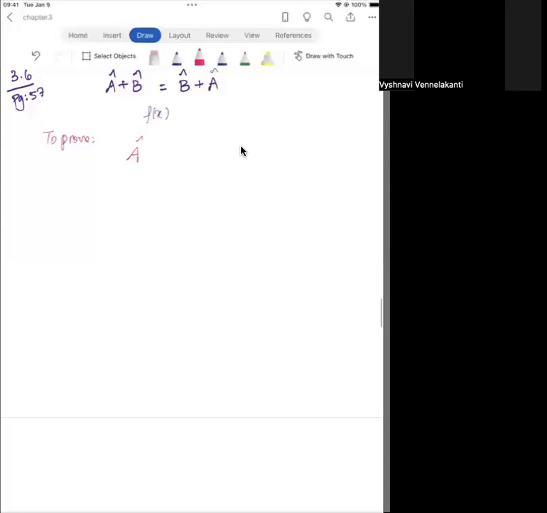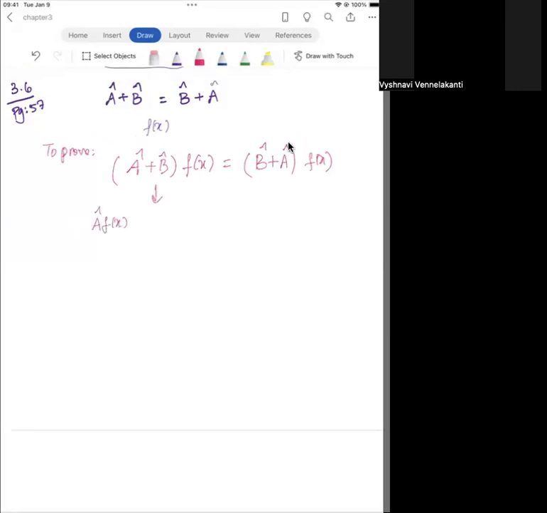So what we need to prove is that. This is what we need to do. So let's start with this. We know that when two operators operate on a function, the sum of two operators, this, right? And once we have this, when an operator operates on a function, the result is another function.